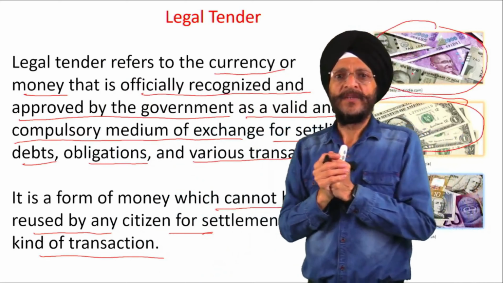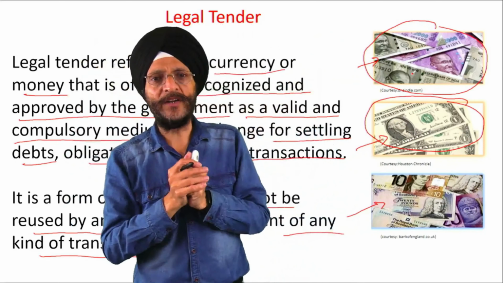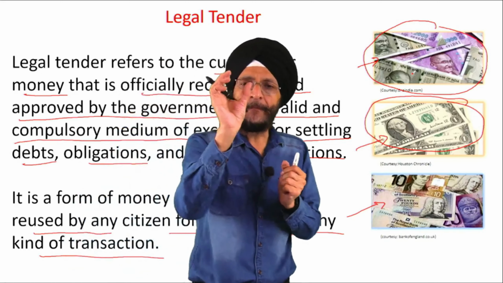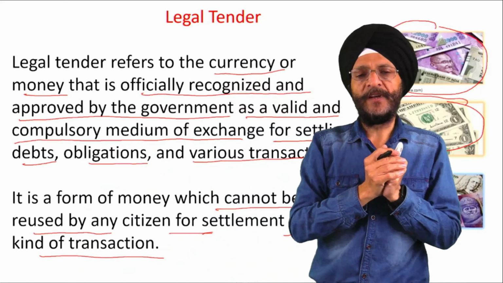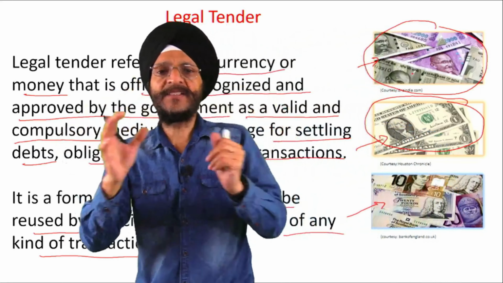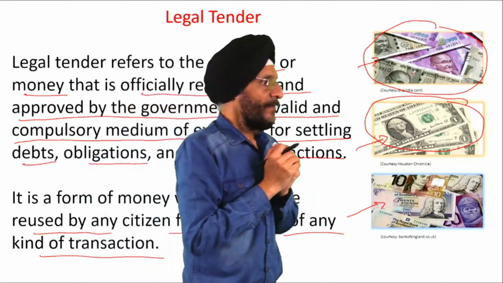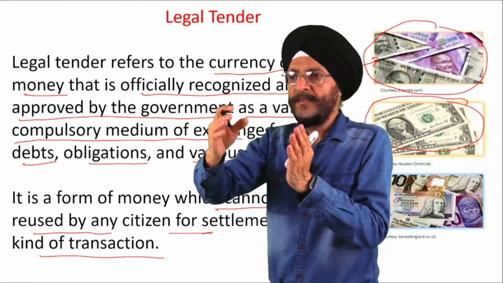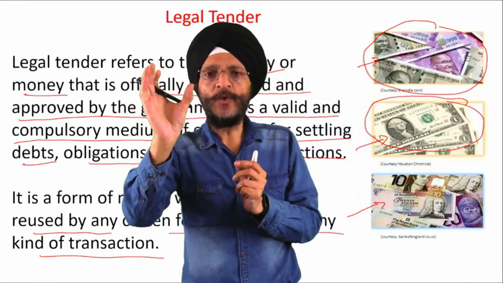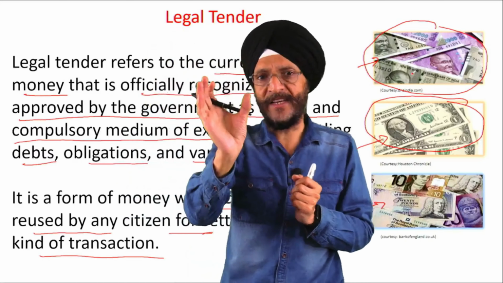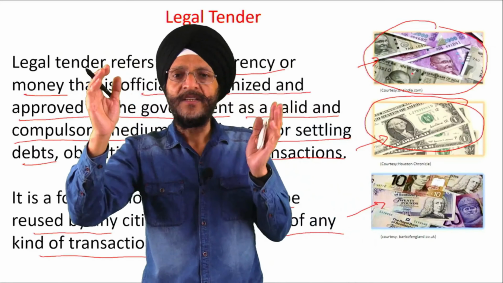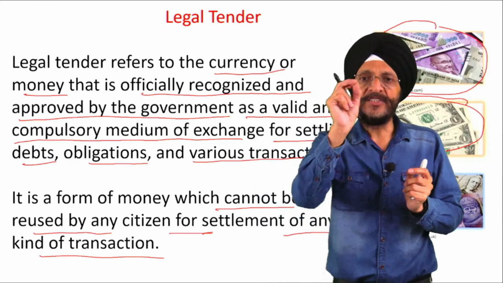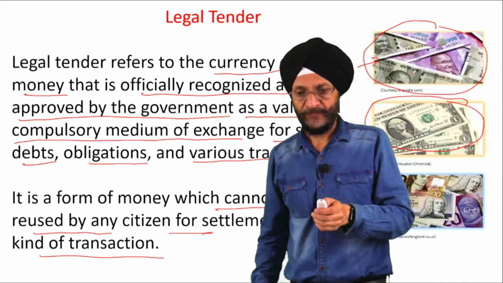If the government in a particular country decides that from a particular date the particular currency note will not remain as legal tender, that is, from a particular date the particular type of currency note will not remain valid for the purpose of transactions, then that particular currency note will have zero value from that particular date.